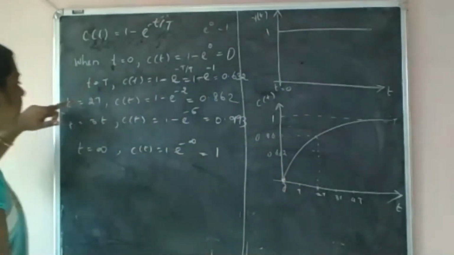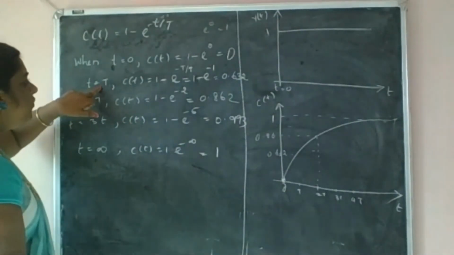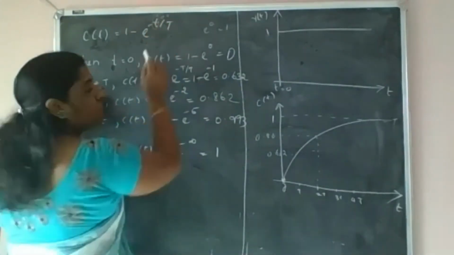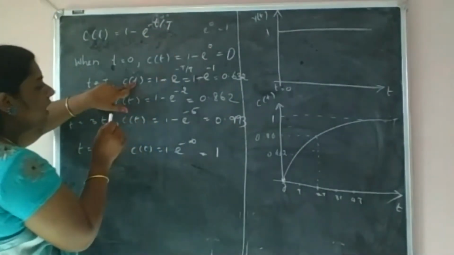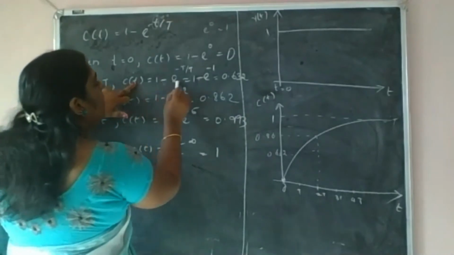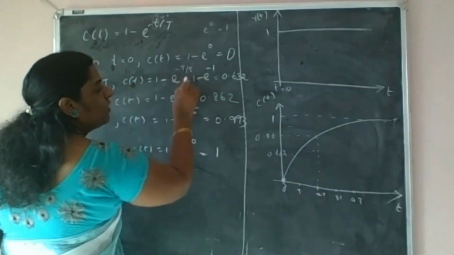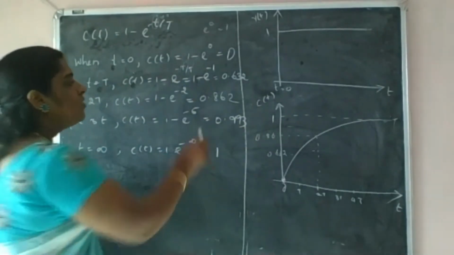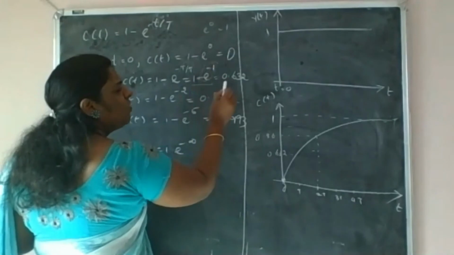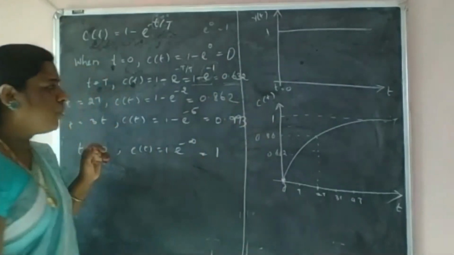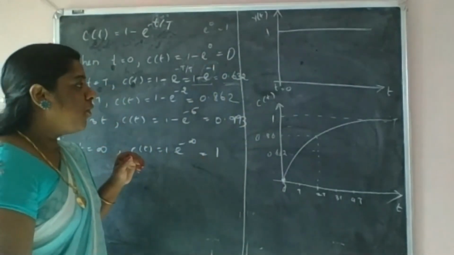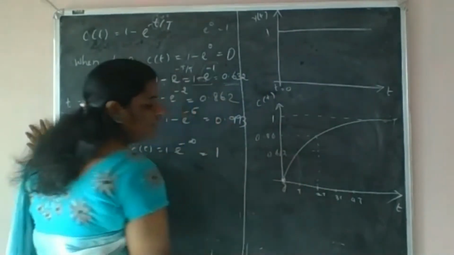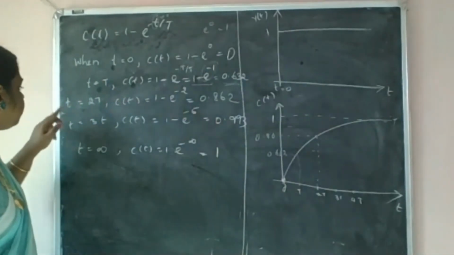Again, when the value of t is equal to capital T, for the small t, I am substituting capital T. So we will be getting C of t is equal to 1 minus e power minus T divided by T. So this T gets cancelled, and we will be getting e power minus 1. By substituting the value of e power minus 1, we will be getting 1 minus e power minus 1 is equal to 0.632. So for t is equal to T, we will be getting the value as 0.632.